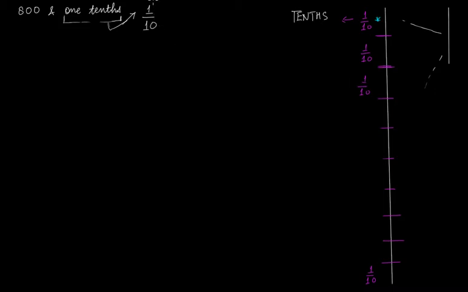And if you divide this 1/10, this will be equal to 0.1. That means you have 800 and 0.1. That means that you have 800 and 1/10, and 1/10 means 0.1. That is 800 plus 0.1, and this can be written as 800.1.